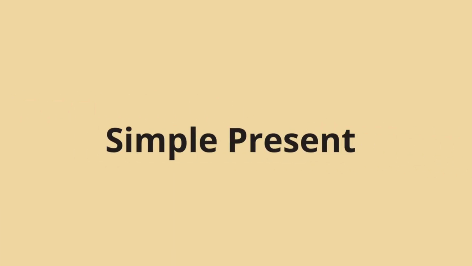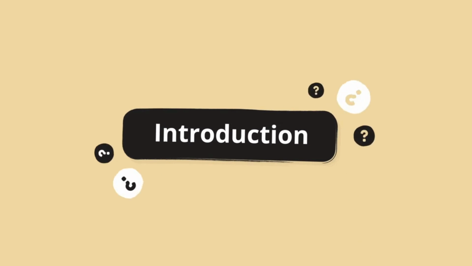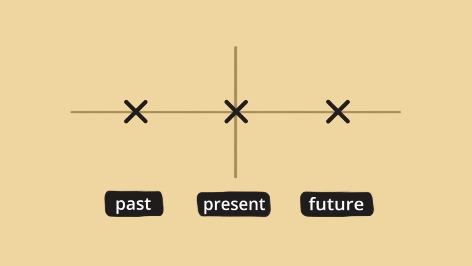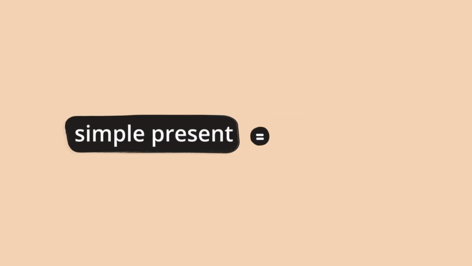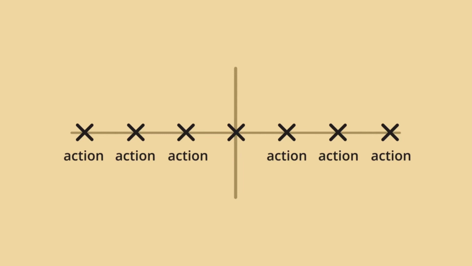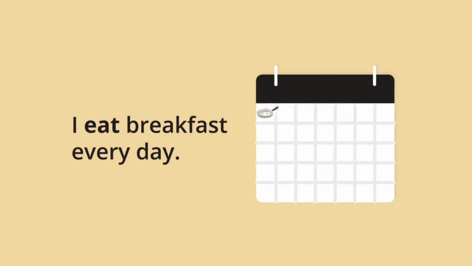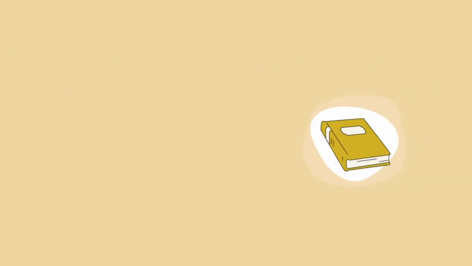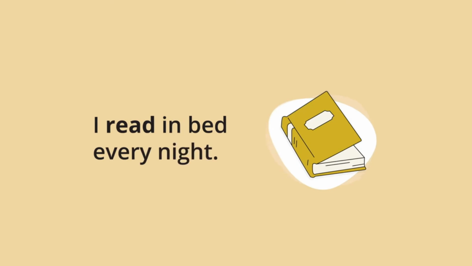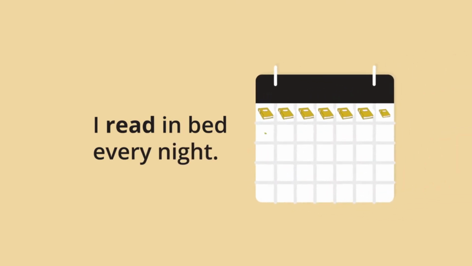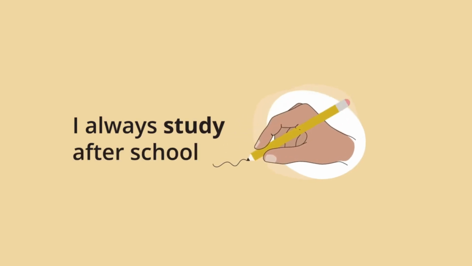Simple present. What are verb tenses? Verb tenses show the time that an action takes place. The simple present is a verb tense. We use the simple present tense for repeated actions. Repeated actions happen over and over again. For example, I eat breakfast every day. I read in bed every night. I always study after school.